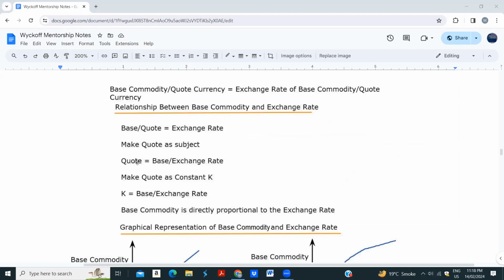So what will happen? Quote is equal to base divided by exchange rate. Now we have to make quote constant k, so we're going to put k in place of quote.